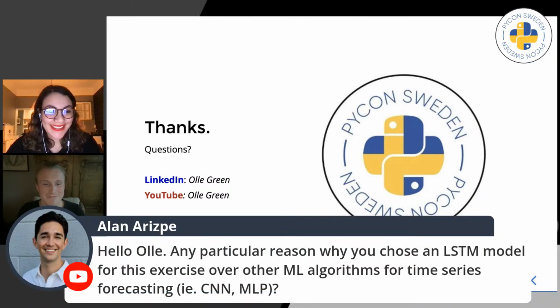Great answer to that. And we have another question. Hello, Oli. Any particular reason why you chose an LSTM model for this exercise over other ML algorithms for time series forecasting, like CNN or MLP?